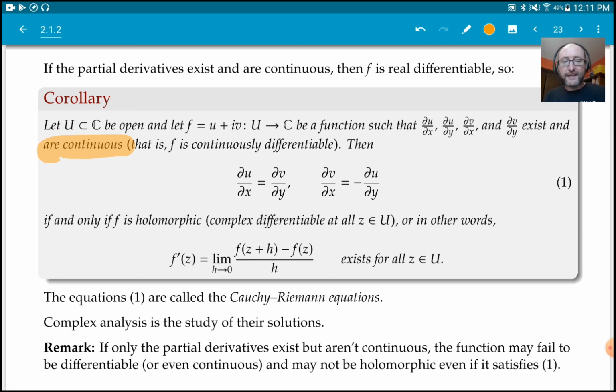So you can use the Cauchy-Riemann equations, but you have to check something, either real differentiability, which is a little hard to check, or the continuity. And that's actually quite simple.